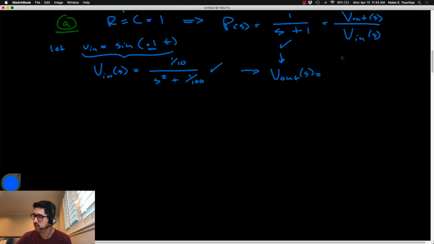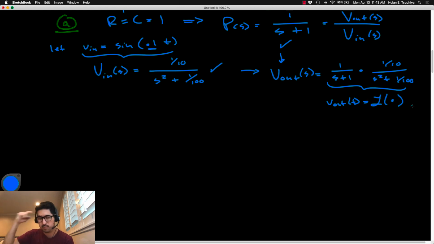which is essentially, right, if you just rearrange this transfer function, multiply both sides by V in of S, you get that V out is equal to 1 over S plus 1 times V in, which is what we just derived over here, S squared plus 1 over 100. And then V out of t just becomes the inverse Laplace of all of this, right? So the actual output, as always, just becomes the inverse Laplace of that stuff on the right-hand side.